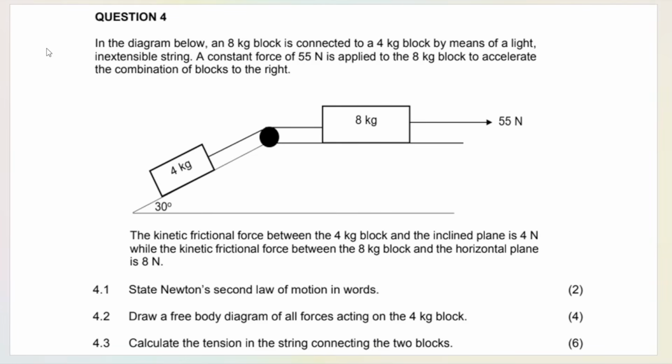Right, so this question says in the diagram below, so they give me a diagram, we've got an 8 kilogram box, and you can see that that is on a flat horizontal surface, and it's connected to a 4 kilogram block that's over here by a light inextensible string. Now, what they don't mention in the story, but what we can see on the picture is the fact that the 4 kilogram block is on an inclined plane. This is an interesting question. It's not a very common question.